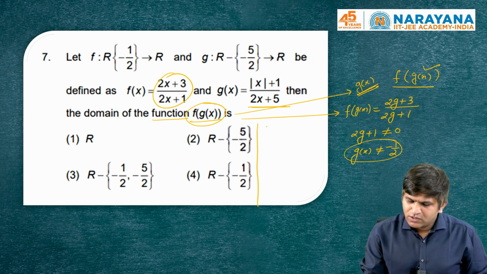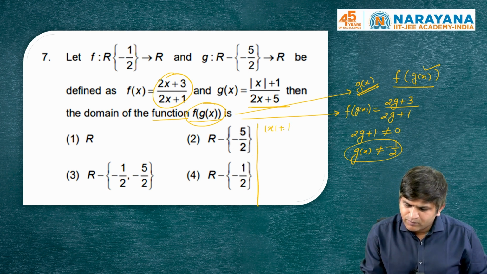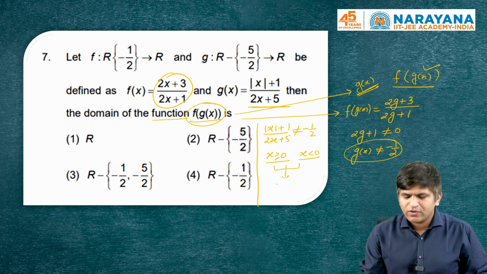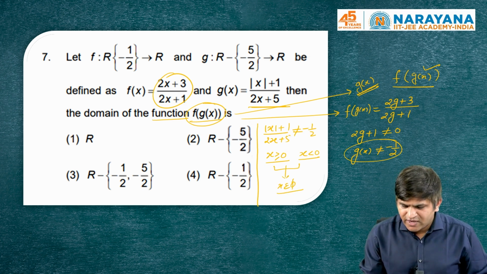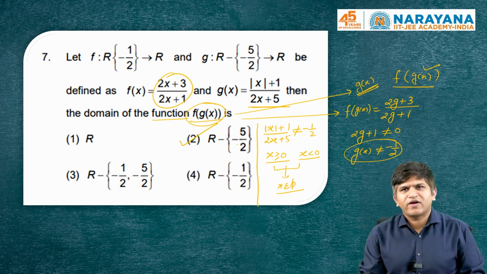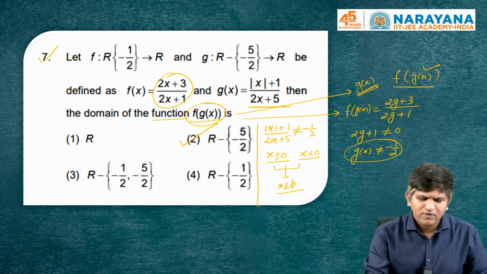What is g of x? g of x is mod of x plus 1 upon 2x plus 5. This should not be equal to minus half. So we have to make cases when x is greater than or equal to 0 and when x is less than 0. When we solve this, we are not going to get any value. So the final answer will be R except minus 5 by 2. So that is a relatively very easy problem from the chapter functions.